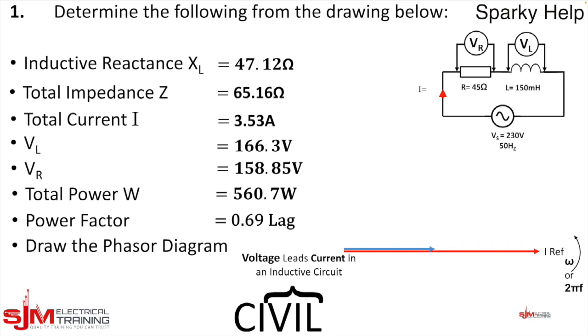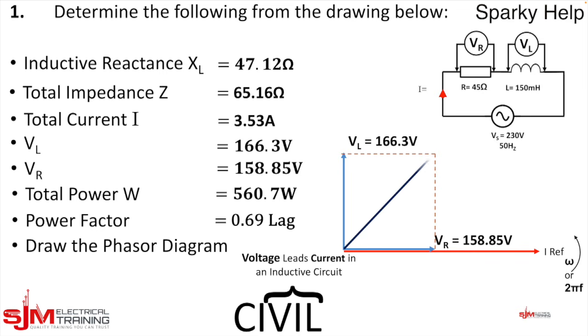In phase with that, we have VR. And out of phase by that, we have VL. Remember, volts leads current. So there's VR, 158.85, and VL, 166.3. And if we add these up as a phasor representation, because they are out of phase, effectively drawing a parallelogram of that, we get Vs, which would be 230 volts. And the angle, if you do cos to the minus 1, will give you 46 degrees. And if you drew this to scale, you could then get a protractor and measure that.